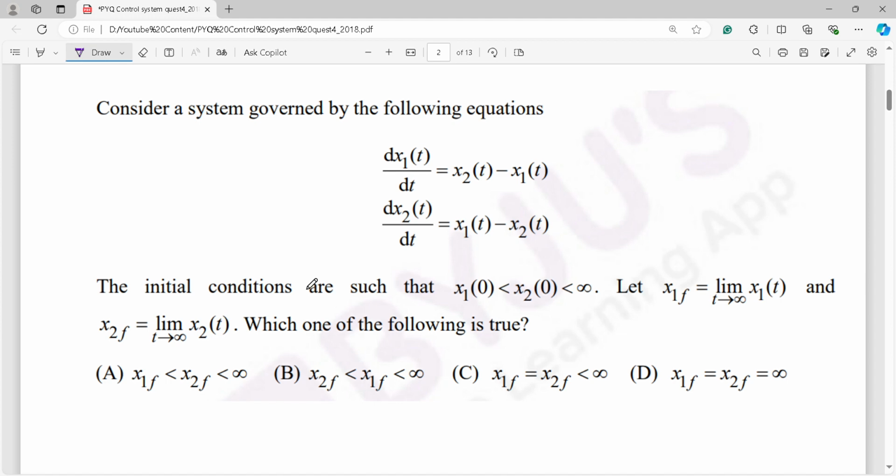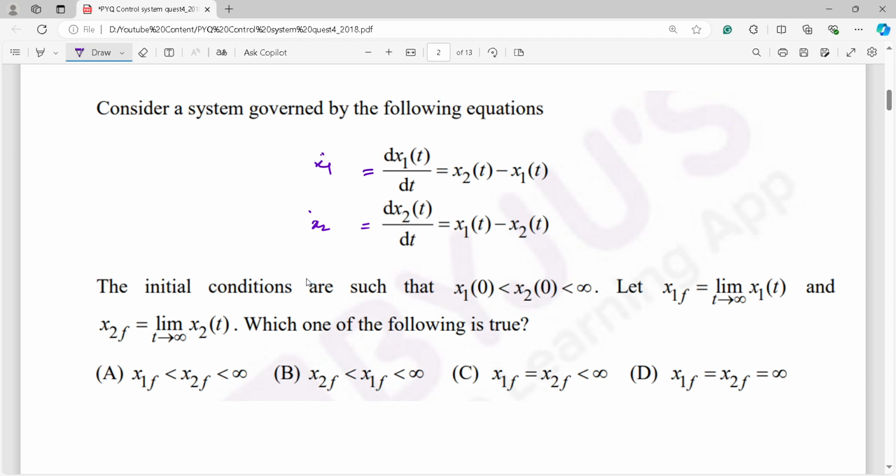Consider a state system governed by the following equation: dx1/dt, which we can also write as x1 dot, equals x2 minus x1. Here x1 and x2 are the states. And dx2/dt, which we can also write as x2 dot, equals x1 minus x2.